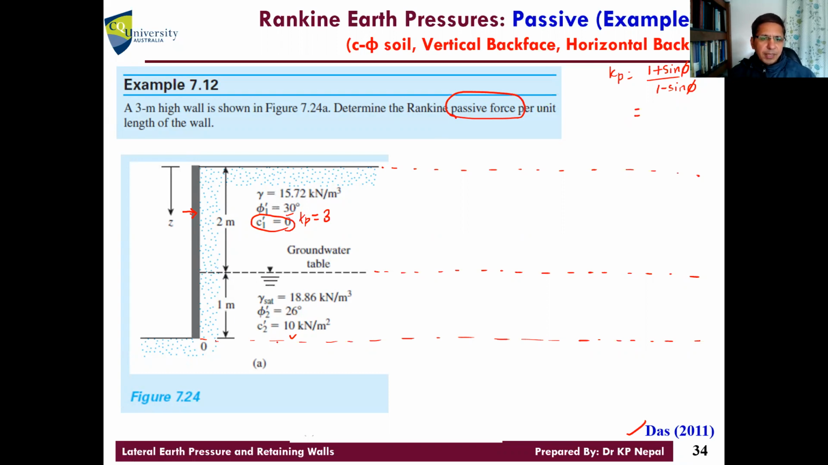Can you calculate for 26 degrees also? What would it be for this layer? Kp equals 1 plus sine 26 divided by 1 minus sine 26.